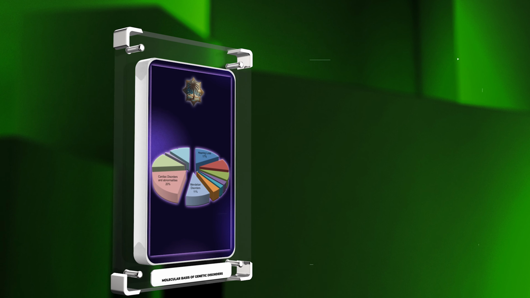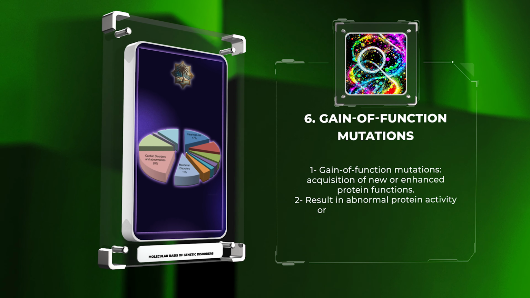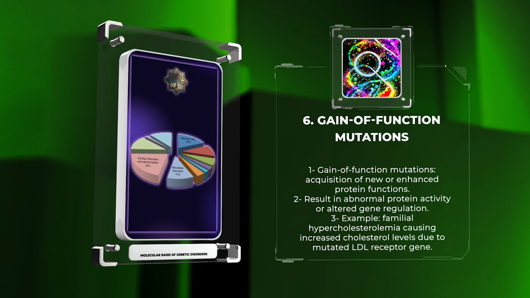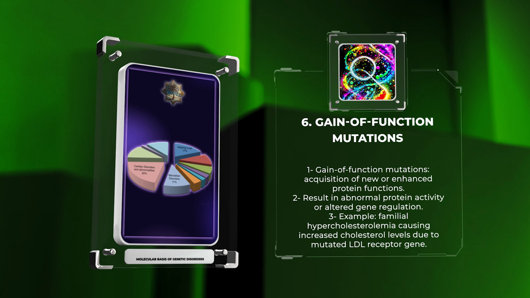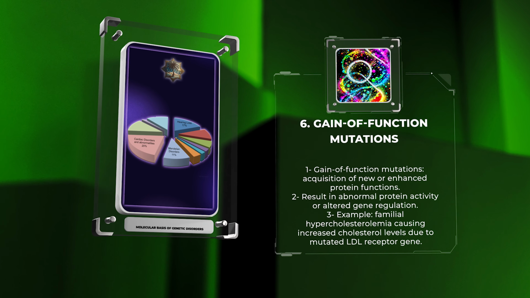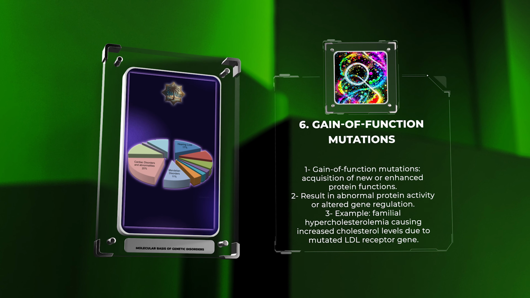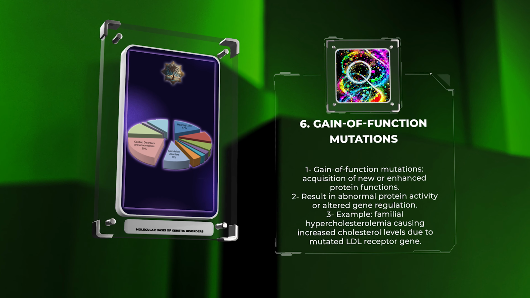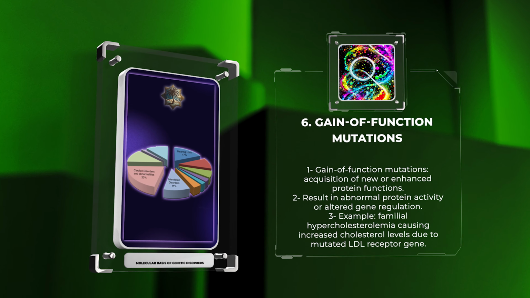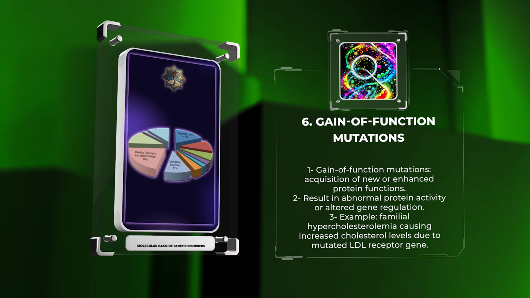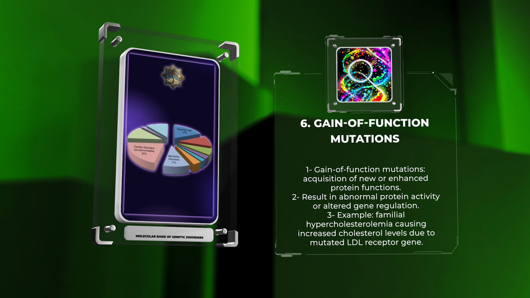Conversely, gain-of-function mutations involve the acquisition of new or enhanced protein functions. These mutations often result in abnormal protein activity or altered gene regulation, leading to the development of genetic disorders. An example of a gain-of-function mutation is seen in certain forms of familial hypercholesterolemia, where a mutated LDL receptor gene leads to increased cholesterol levels.